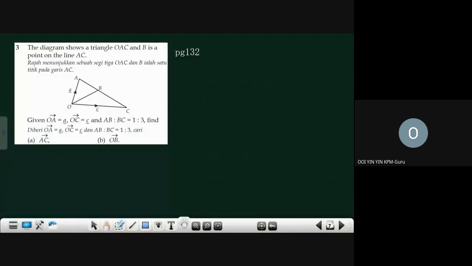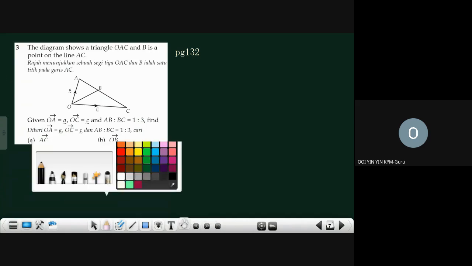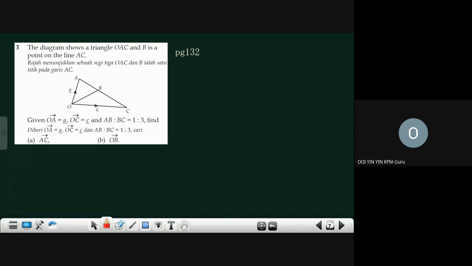Okay, the diagram shows a triangle OAC and B is a point on the line AC. Okay, last question, please, five more minutes. Given OA is a, given here OC is c, and AB to BC is 1 to 3. That means the ratio is 1 here, 3 here.